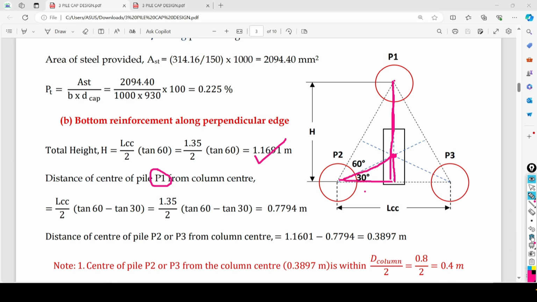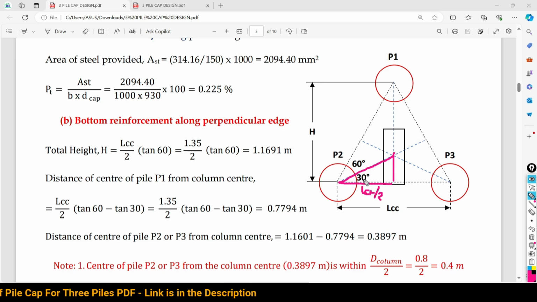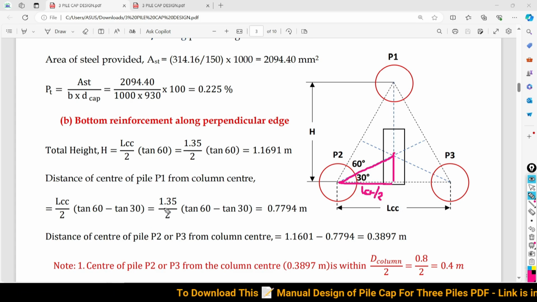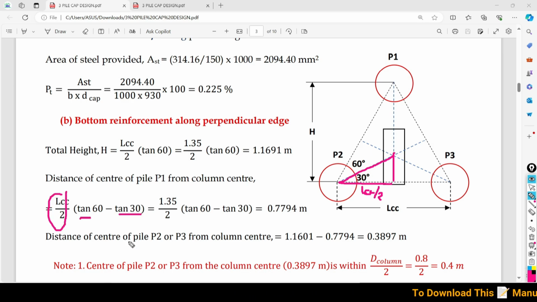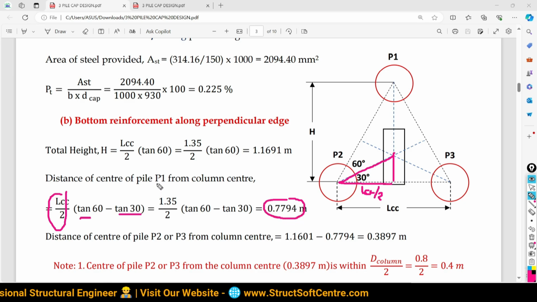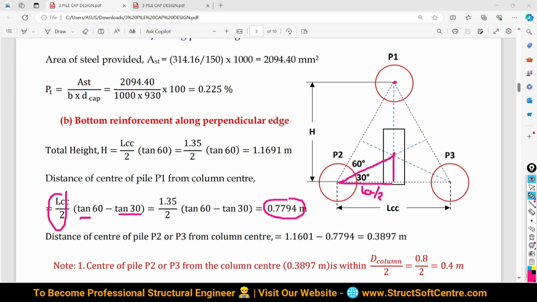Again this is a small triangle we have to consider. How much this height will be? It's again very simple. This is the base LC by 2 again, and this tan 30. So total is what? LC by 2 tan 60 minus LC by 2 tan 30. So LC by 2 I am taking outside, tan 60 minus tan 30. So 1.35 divided by 2 inside bracket tan 60 minus tan 30. So we are getting the value as 0.7794. This is actually the distance of pile 1 from the center to this point.